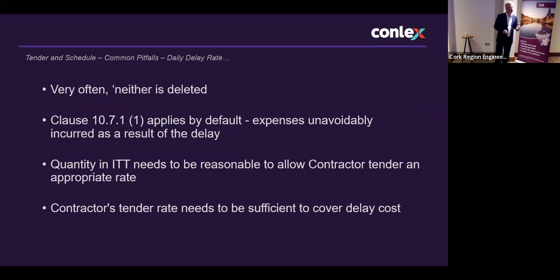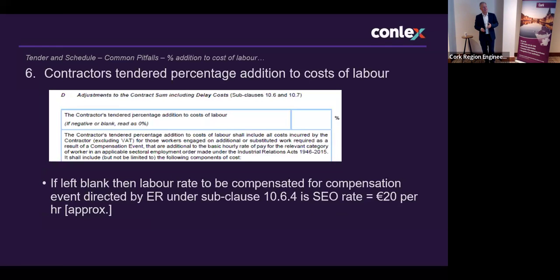What I would say to employers is when you are putting notional quantities in your daily delay quantities in the instructions to tenders, put a reasonable quantity in there. What I have seen is large quantities of days inside the instructions to tenders. That is only encouraging contractors to put in a low rate because they want to be competitive. If they see a high quantity in there, they'll put down a low rate. So try and be realistic if you can, based on the nature of the project, as to what the realistic daily delay rate would be.